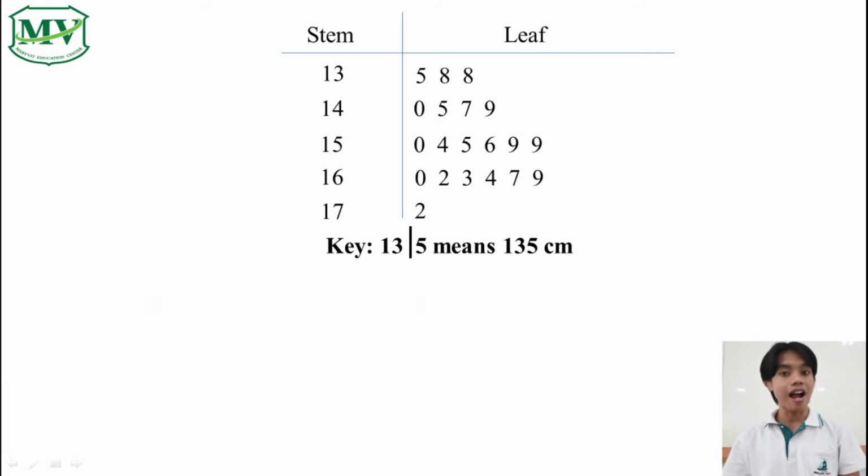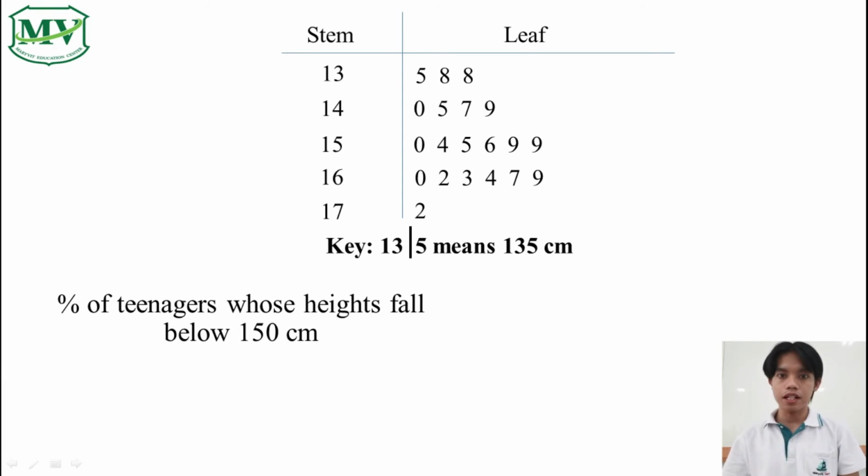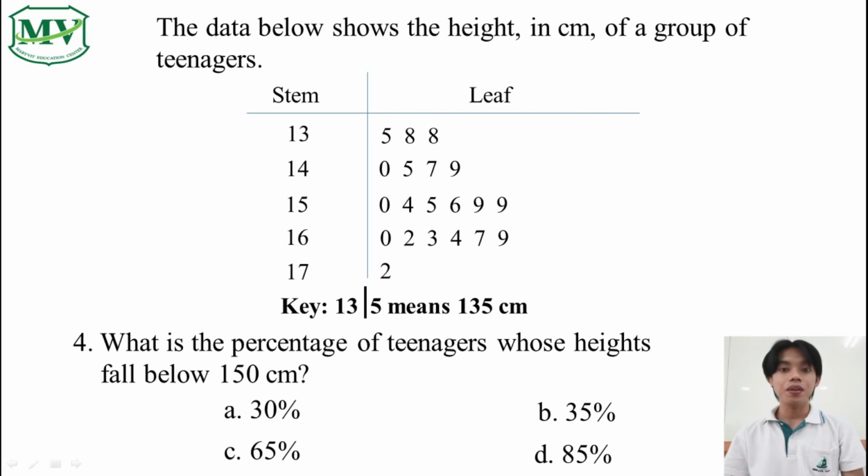How many teenagers have heights that fall below 150 centimeters? There were 7. Divide that by the total number of teenagers, which is 20. Then multiply it by 100%. That's equal to 35%. So the percentage of teenagers whose heights are less than 150 centimeters is 35%. Therefore, our final answer is letter B.